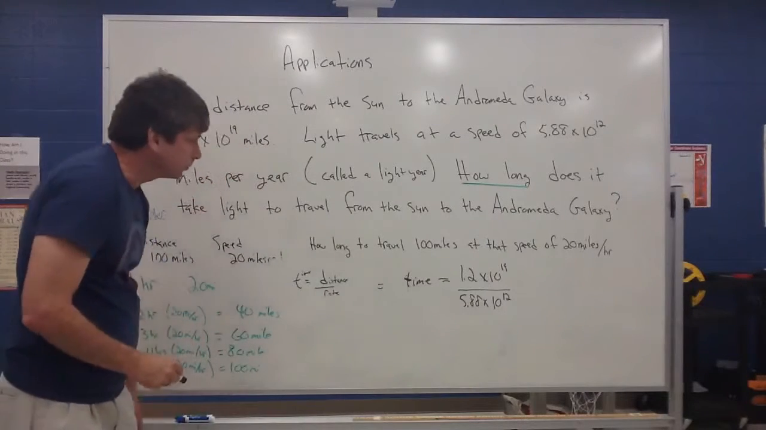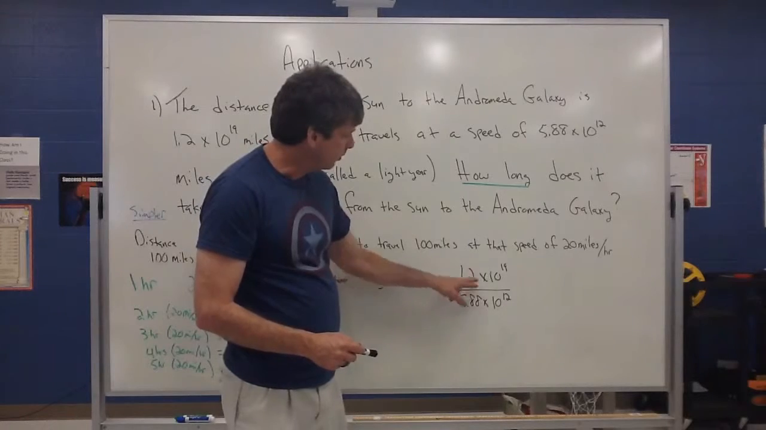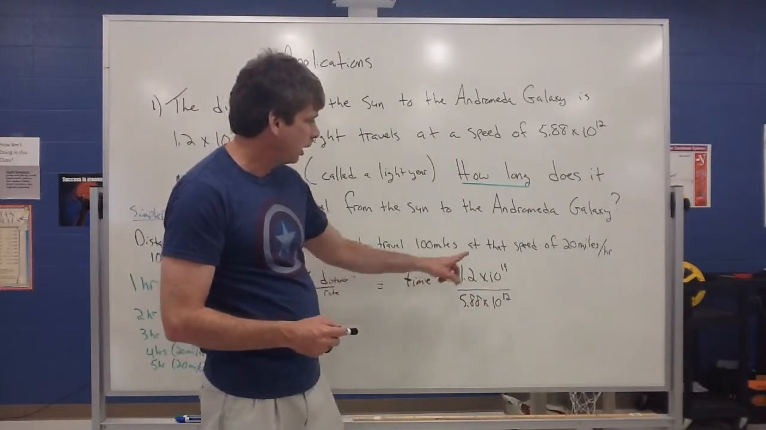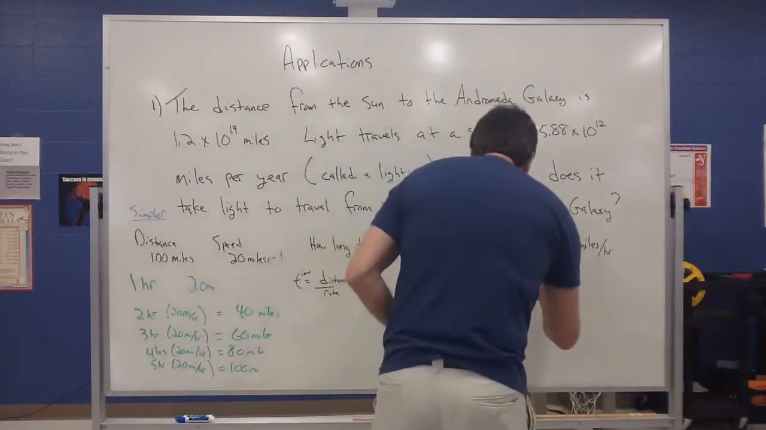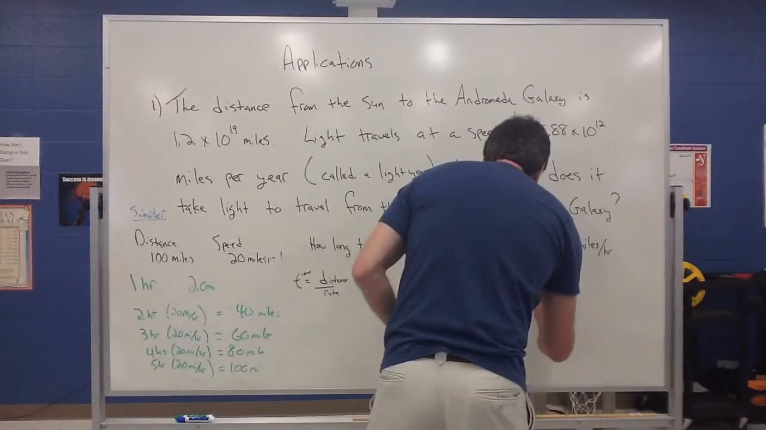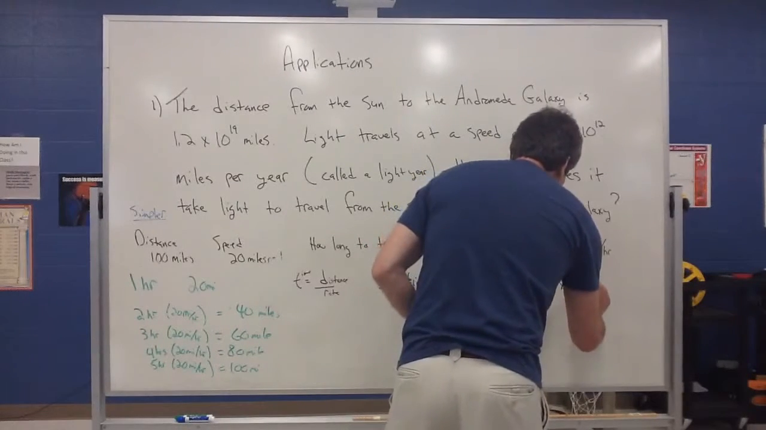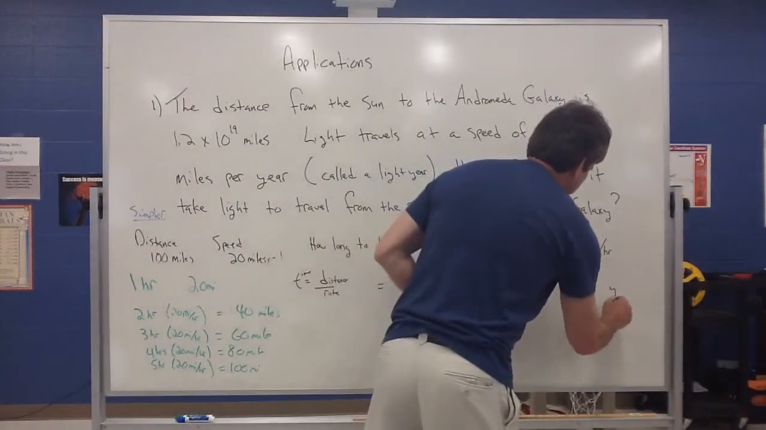So, what I'm picking up on is, I can simplify this by 10 to the 19th divided by 10 to the 12th. I can see that's that rule of exponents. That's going to be like 10 to the 7th. So what I have is 1.2 divided by 5.88 times 10 to the 7th. And this is going to be in years.